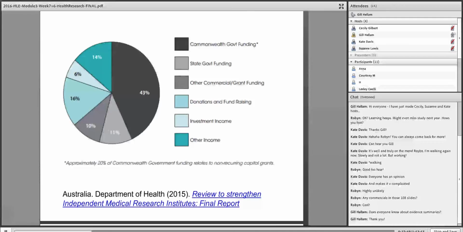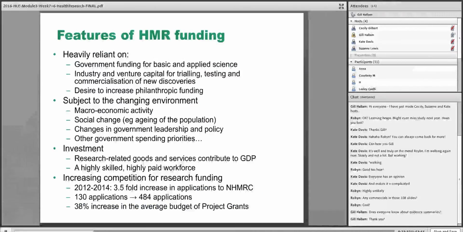So some of the features of what's happening in the area: you can tell from that, if you aggregate the Commonwealth and state government funding, the research is heavily reliant on government funding for both basic and applied science. Where industry and venture capital come into play is very much around trialling, testing, commercialization of new discoveries and things like that. There are also large efforts being made to increase philanthropic funding. So that's a growth area for many areas of research.